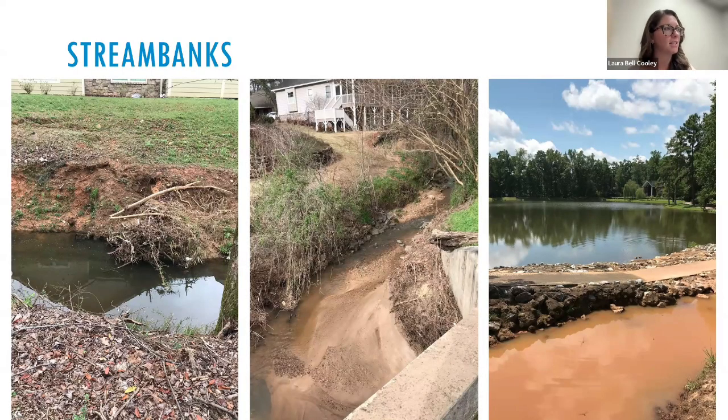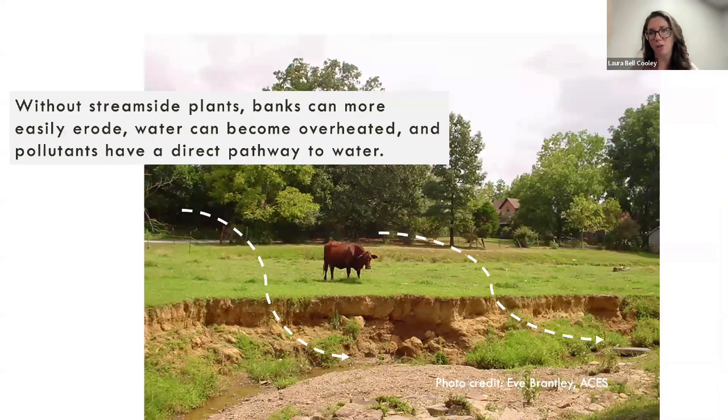But the only problem with that is that it kind of takes away the root system that otherwise would be helping hold that stream bank in place. So it can be really important to plant a plant buffer next to a stream side to help prevent that. Without those plants, banks more easily erode, but it also has some other impacts.